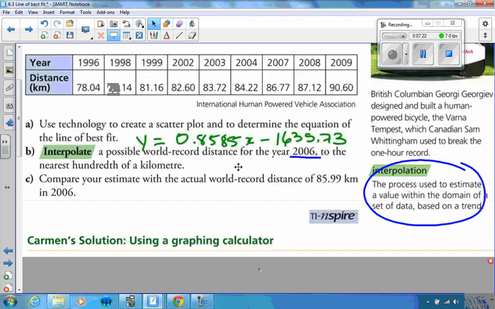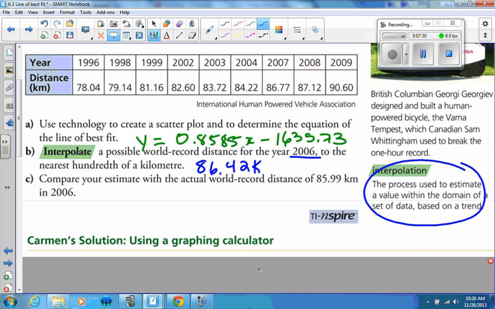So the window's open. Okay. So that answer was 86.42 kilometers. And C says, compare your estimate with the actual world record distance of 85.99 kilometers. Okay, so if you subtract 86.42 minus 85.99, I get a 0.43 difference in my data. So it's roughly, if you look at it, it's less than half a kilometer.